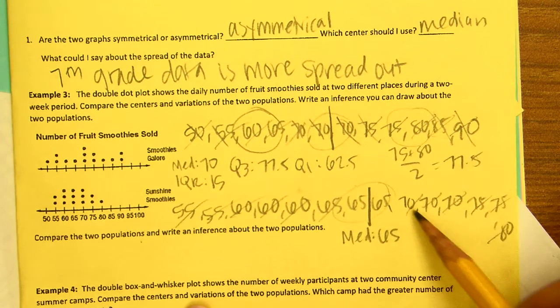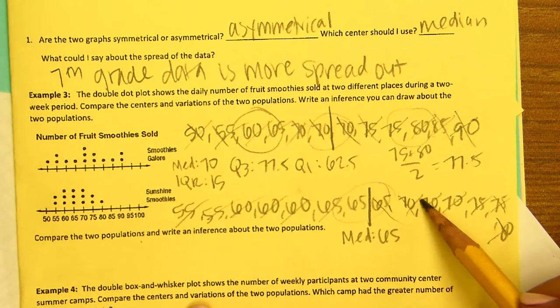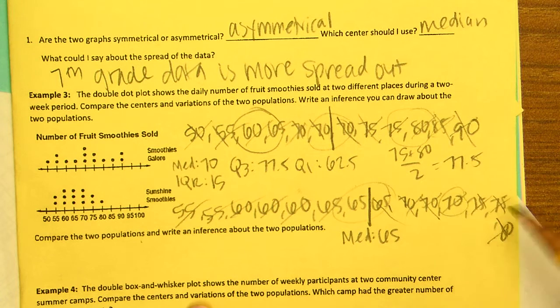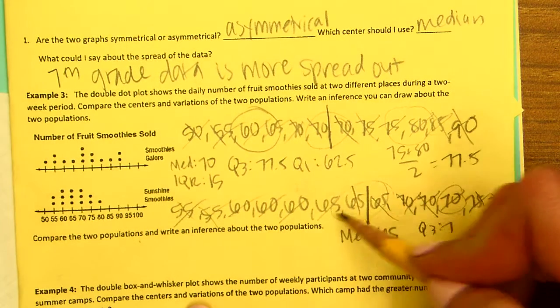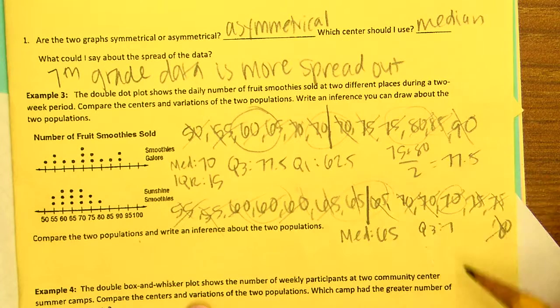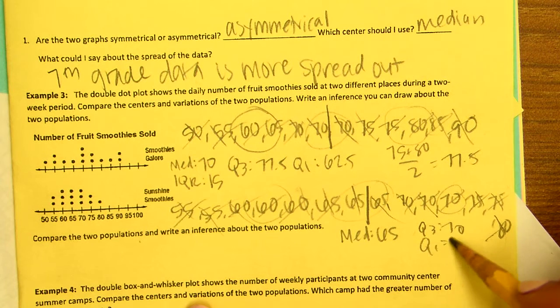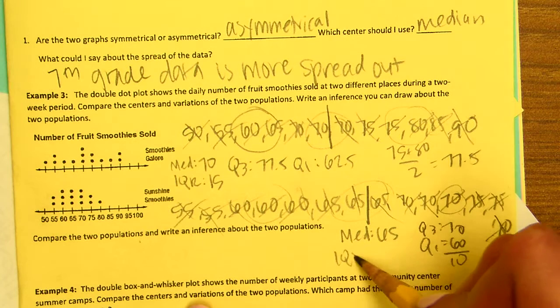And then for quartile 3, we'd find the median of the data higher than the median. So 70 is quartile 3. Quartile 1 is 60. 70 minus 60 is 10. So the interquartile range is 10.